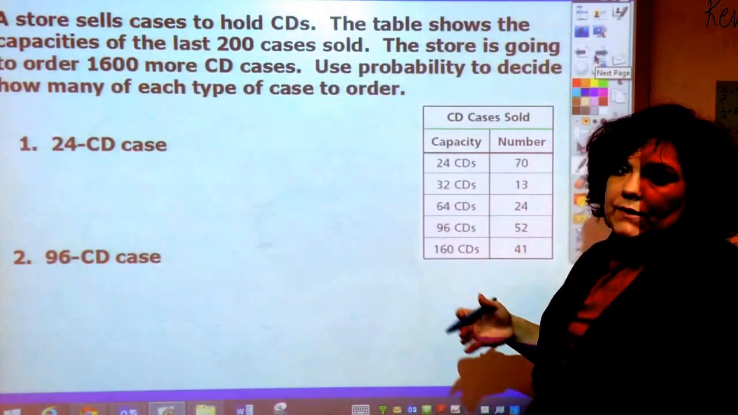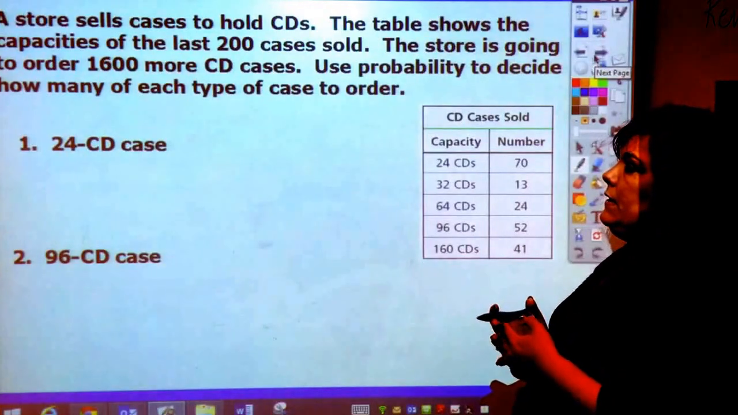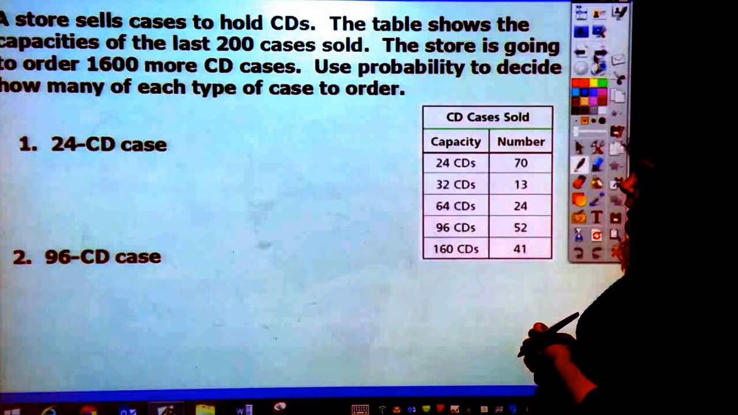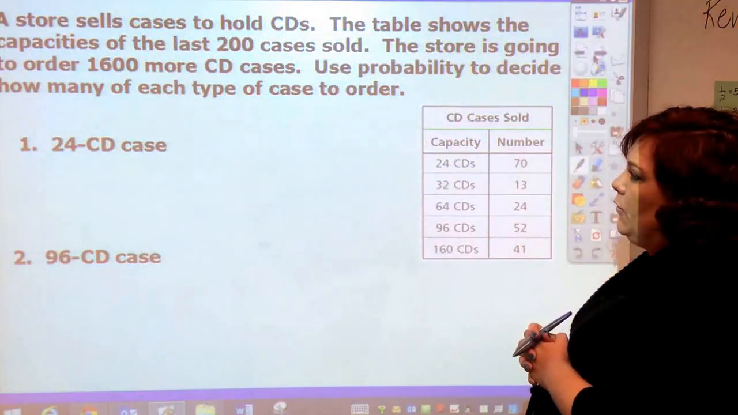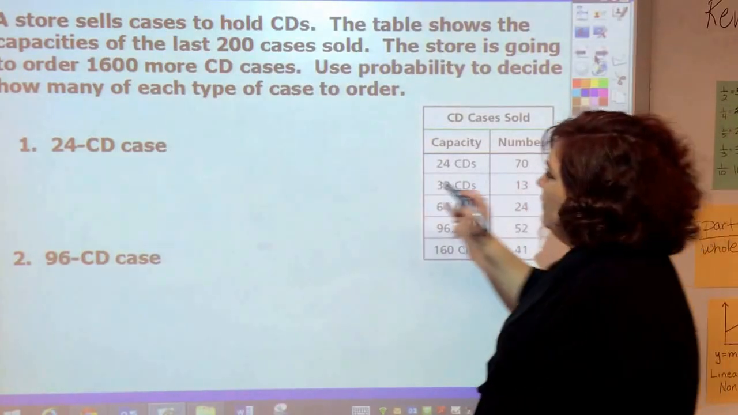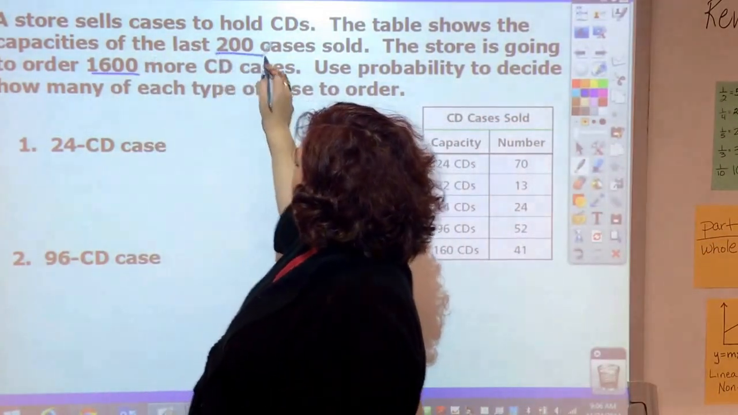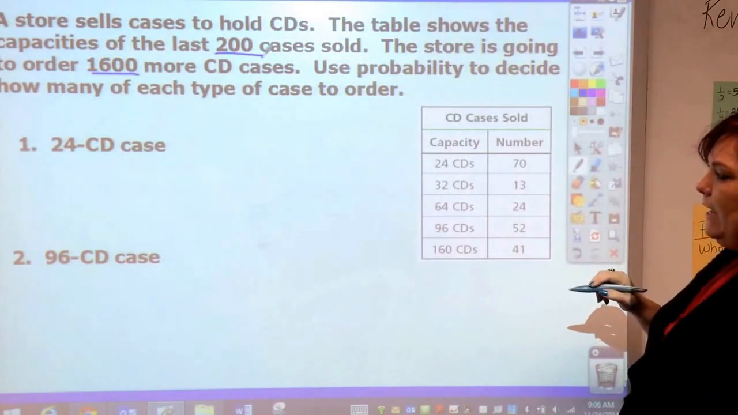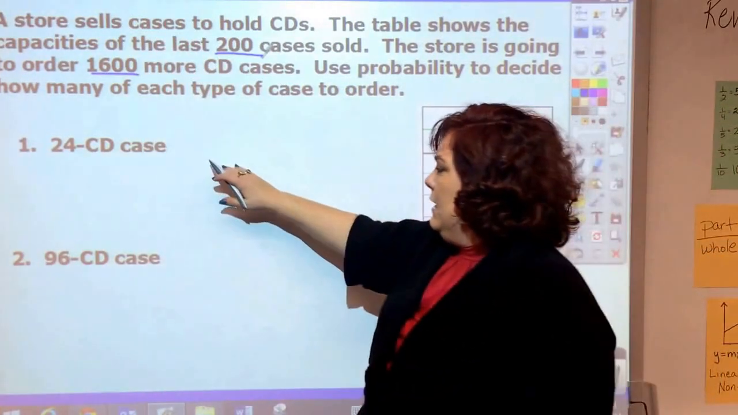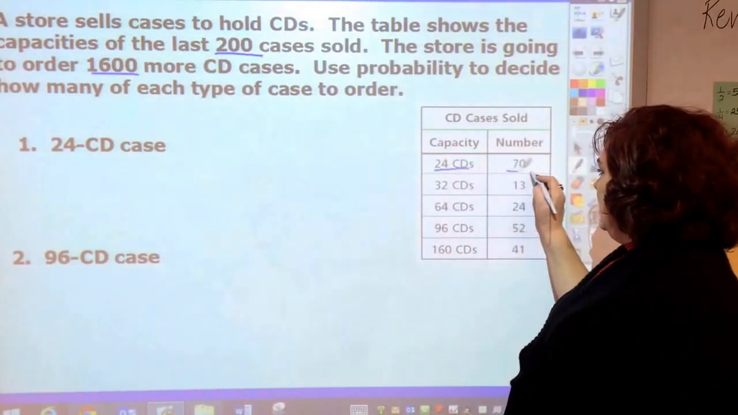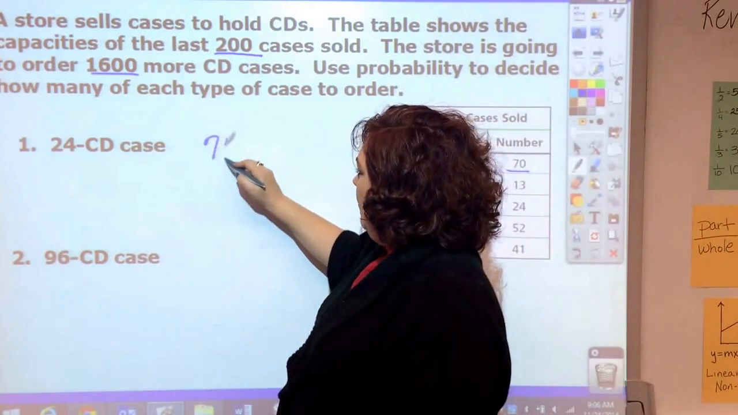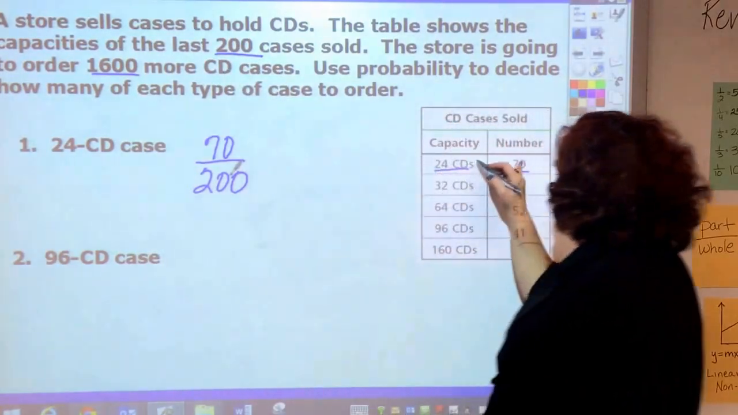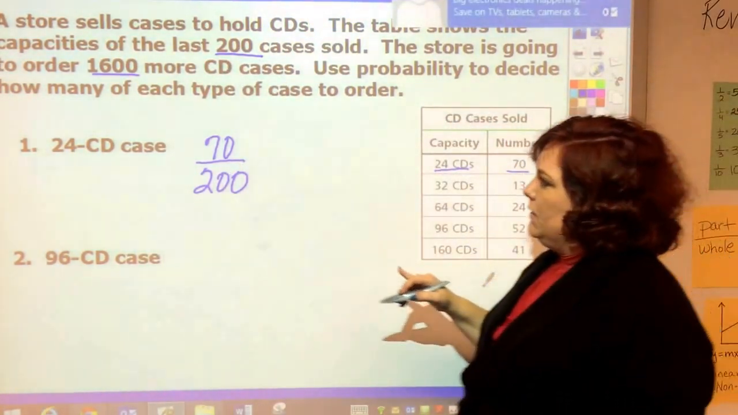Okay, this is the way it's used in business. A store sells cases to hold CDs. The table shows the capacities of the last 200 cases sold. The store is going to order 1,600 more CD cases. Use probability to decide how many of each type of case to order. So the 24 CD case: 24 CDs is 70. So 70 out of 200, because it tells me the total. If I add all these up, it adds up to 200. So 70 out of 200.